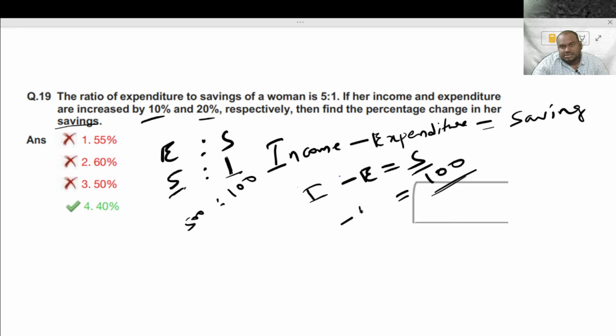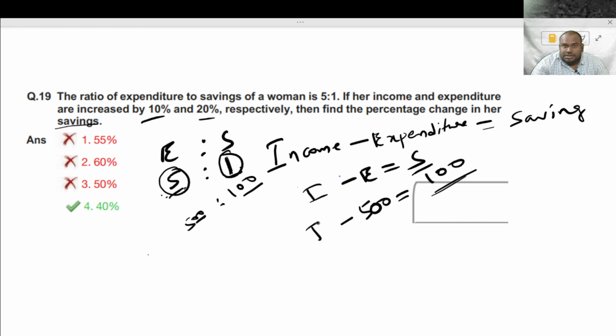Okay, so in percentages and ratios, you can multiply the ratio by any number. If you multiply one side by 100, the other side should also be multiplied by the same number. Remember, if you multiply this by 100, it should also be multiplied by 100. If you multiply this by 200, it should also be multiplied by 200. That should be remembered.